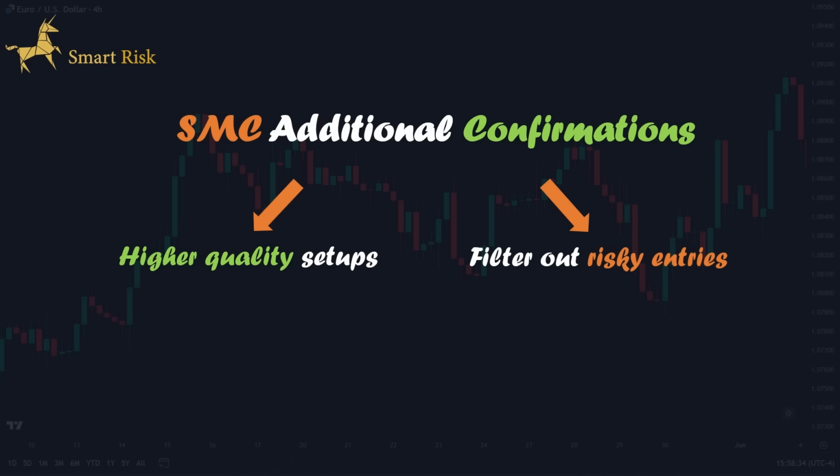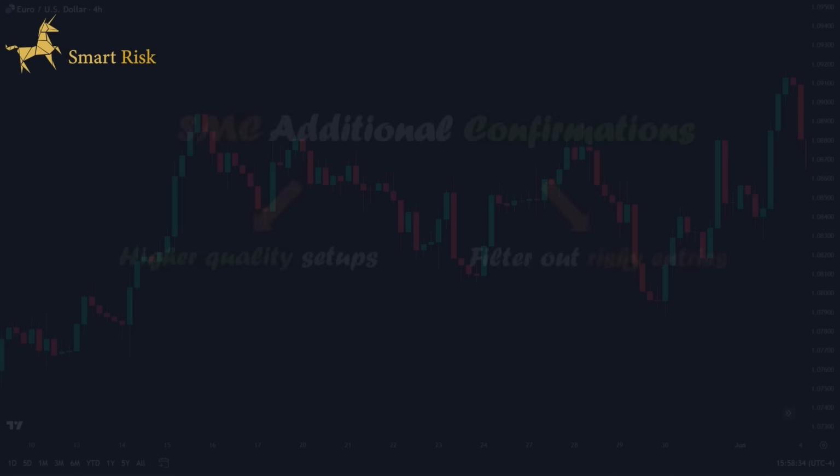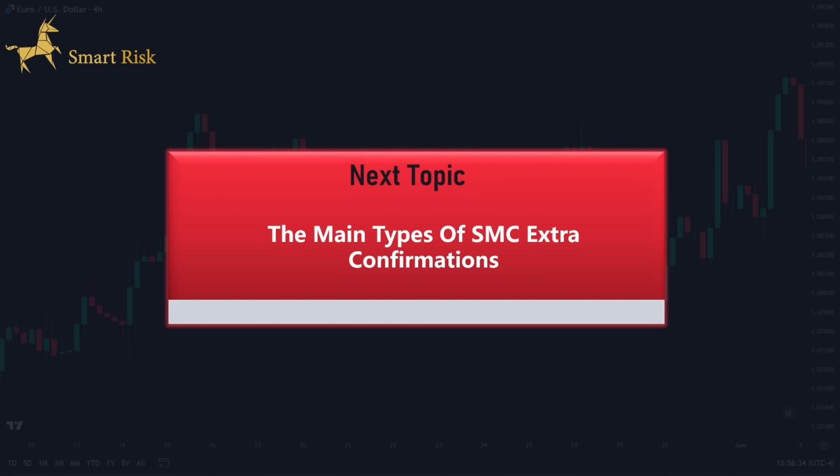In this episode, we will break down the patterns and tools that can be used as extra confirmations to reach high-quality trades, adding more depth and meaning to our strategies and helping us to filter out risky entries. Now, let's see the main types of extra confirmations that can be used to achieve high-quality trades and identify points of interest with a high probability of success.